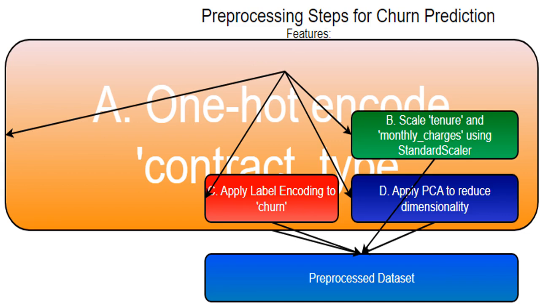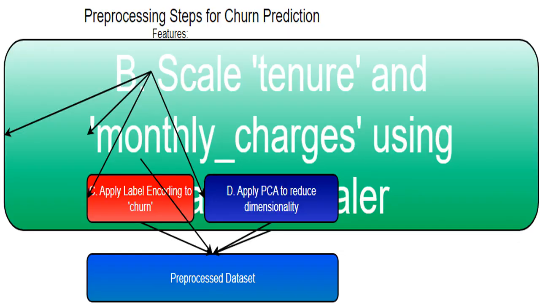Because contract_type is a text category, like monthly, yearly, I need to convert it into numbers that a computer can understand. One-hot encoding does just that. It creates new columns for each contract type, and puts a 1 if the customer has that type of contract, and a 0 otherwise. I need to put tenure and monthly_charges on a similar scale. Standard Scaler does this by making sure the data has an average of 0 and a standard deviation of 1. This helps my machine learning model work better.